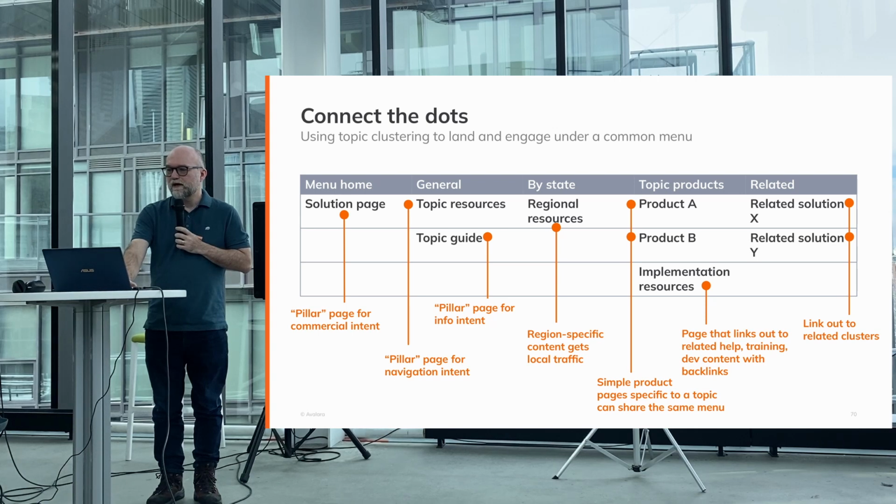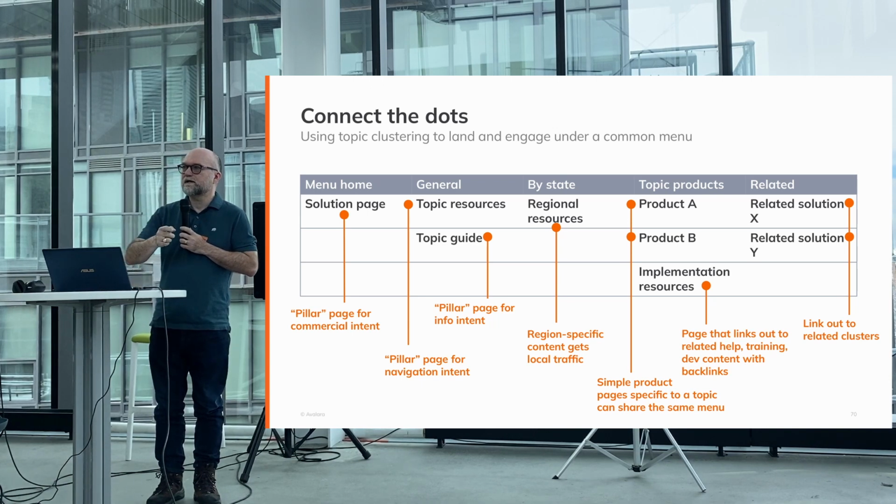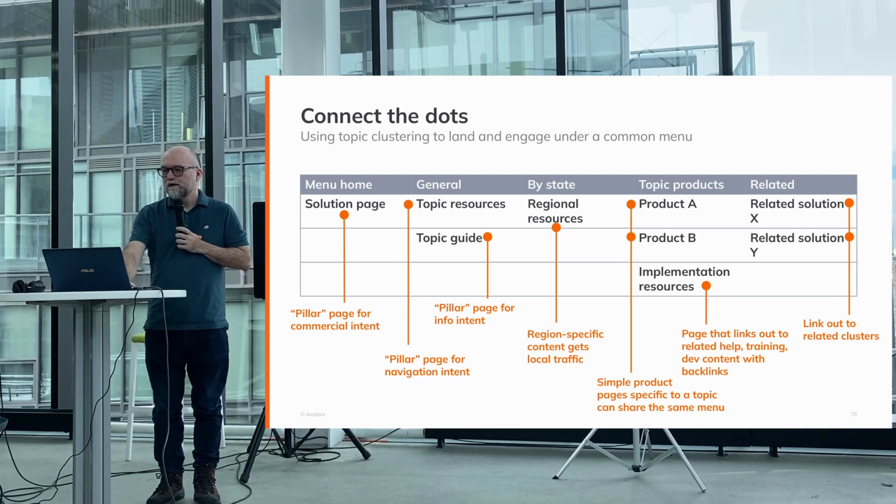And then we have our actual products. If they're simple products, there's not a lot to say about it. We might actually have them live directly under the same menu as the topic. Maybe we have an implementation resources page that can link out to related docs and training if we can't bring them under the same menu. And finally, we have the related solutions.